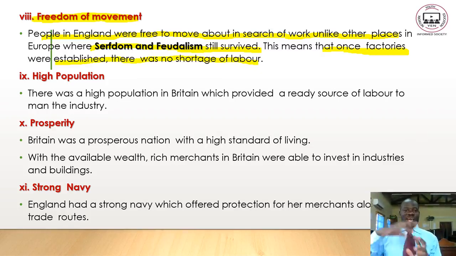So in other countries in Europe, much of feudalism was practiced, the system whereby a few people were owning land and others were tenants on that land. So wherever you could go, you could just become a tenant. Unlike in England, people were free to move to other places to look for work. Therefore, when factories started, there was no shortage of labor because the movement was not restricted.